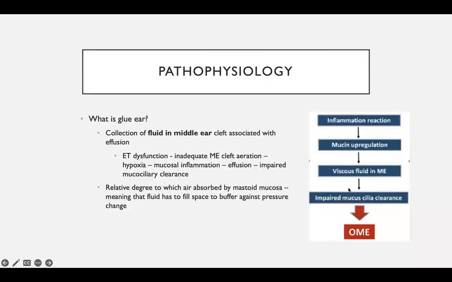In terms of pathophysiology, so what is a glue ear? It's described as a collection of fluid in the middle ear cleft associated with effusion, and it occurs generally as a result of eustachian tube dysfunction. So you then get inadequate middle ear cleft aeration, which results in hypoxia. You then get mucosal inflammation, an effusion then develops, and then there's impaired mucociliary clearance of this fluid. And this has to do with the relative degree to which air is absorbed by the mastoid mucosa. And this means that fluid has to fill the space to buffer against this change in pressure that has occurred.